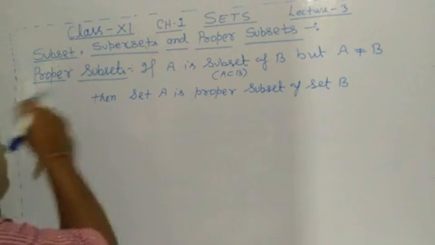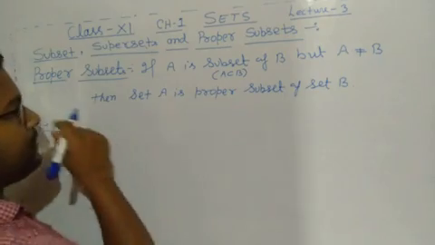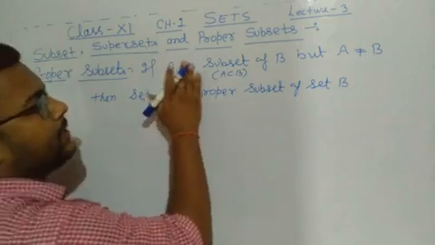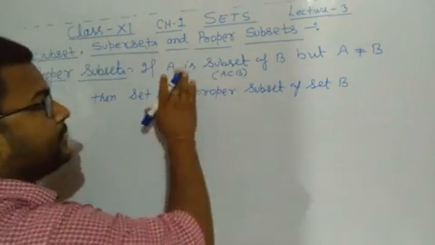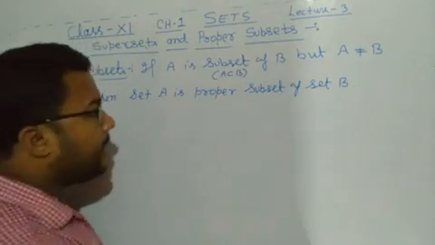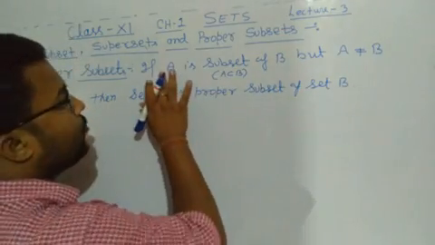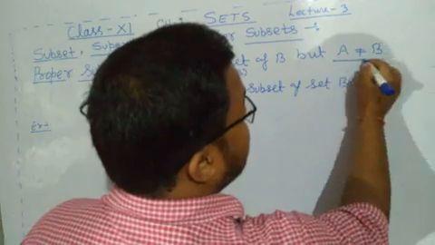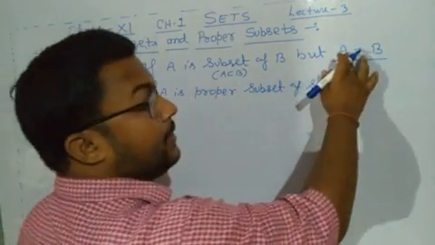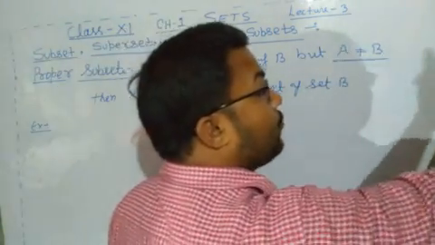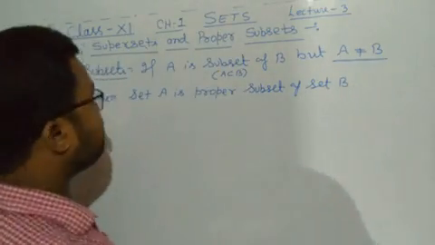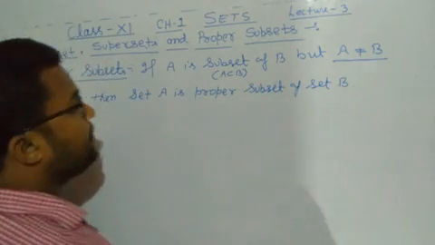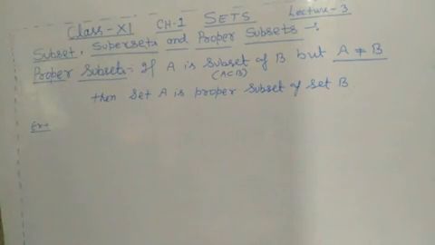Next, proper subset. The proper subset means if A is subset of B, each and every element of set A belongs to set B. If A is subset of B, but A is not equal to B, then set A is a proper subset of set B.